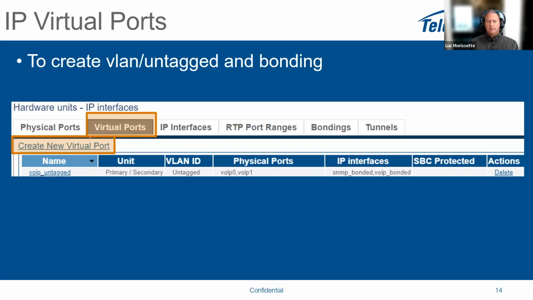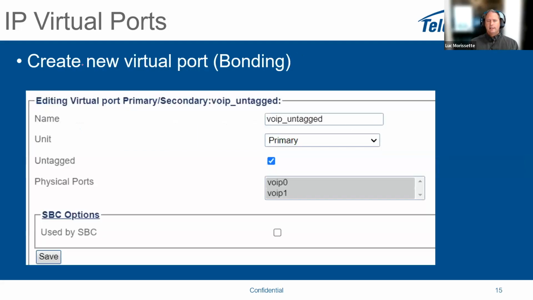When you create a new virtual port here, let me go to the next slide, this is where you will choose how you want it configured. You can put a name here. I put VoIP untagged here because my port is set to untagged. If you remove this check mark, you will need to put a VLAN. I can show you this in my lab setup.